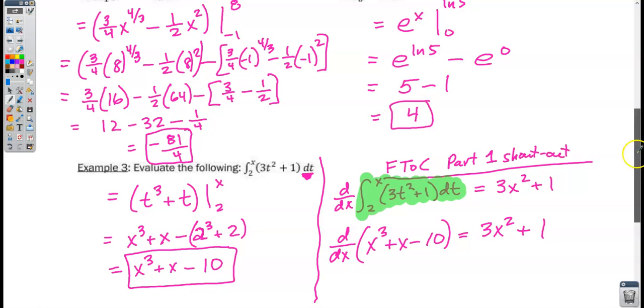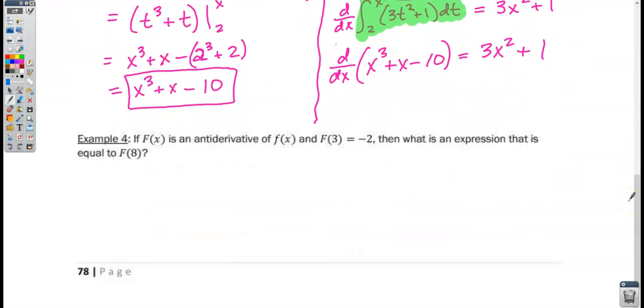All right, let's pick up with example 4. If capital F of x is an antiderivative of lowercase f of x, and capital F of 3 equals negative 2, then what is an expression that is equal to capital F of 8? Okay, so from the fundamental theorem of calculus, we know that if capital F of x is an antiderivative of lowercase f of x, then the integral from a to b of f of x dx is equal to capital F of b minus capital F of a.